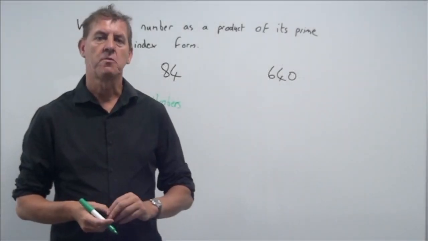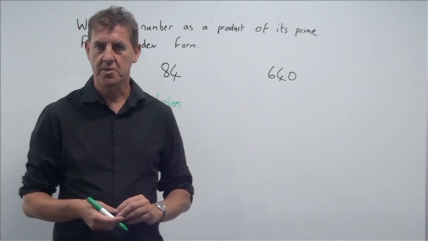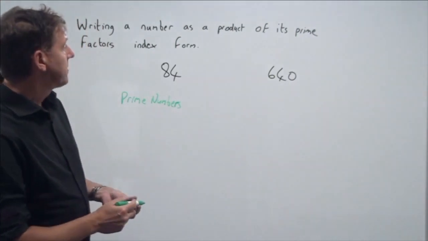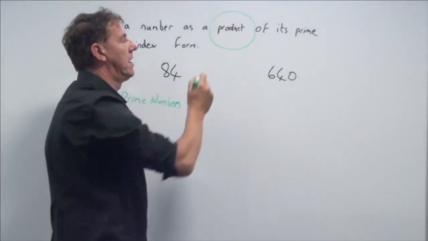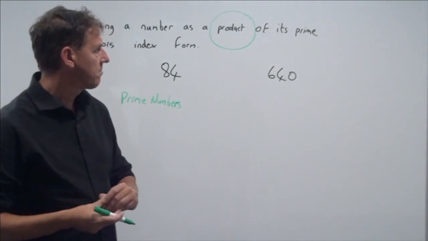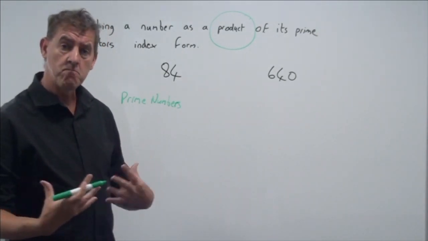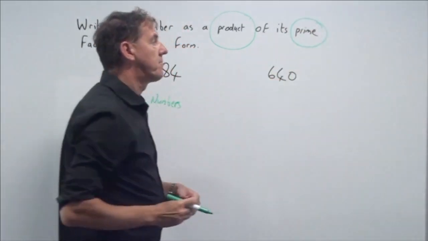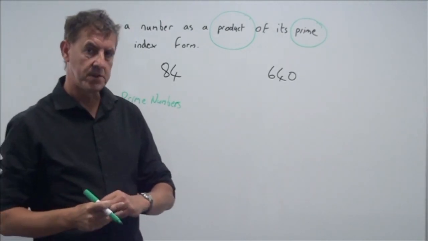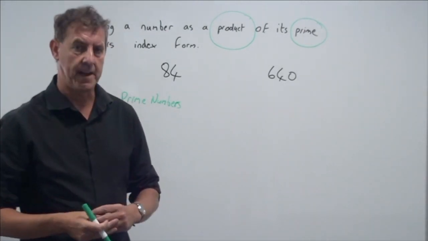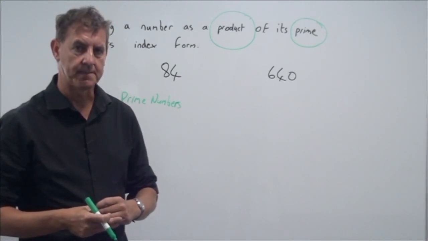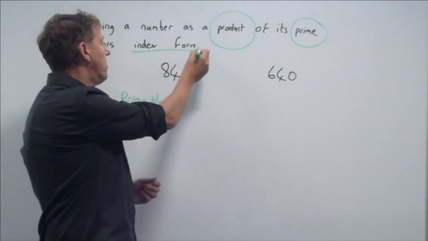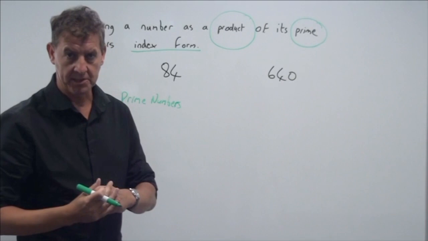And what we're going to be looking at today is writing a number as a product of its prime factors in index form. If we break down the heading, first notice the word product. From the work we've already been doing at Key Stage 3, product means to multiply, things being multiplied together. Look at the word prime. We're looking at prime numbers. Remember, a prime number only has two factors, two numbers that go into it: the number itself and the number 1. Index form means we use powers to represent it.